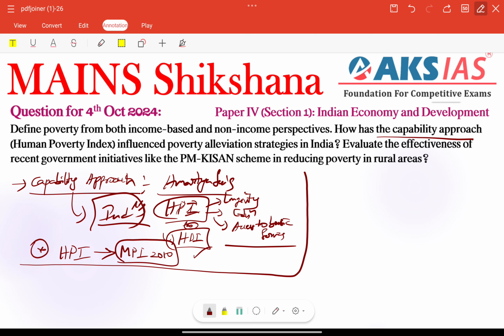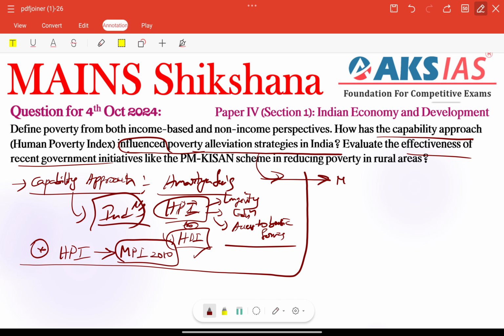Very important fact, or basic important background, right? So the next important thing is the impact on poverty alleviation, the effectiveness. That is very important. Next, connecting our capability approach, influencing poverty alleviation strategies, we need to connect this particular side heading here: Impact on poverty alleviation strategies in India.